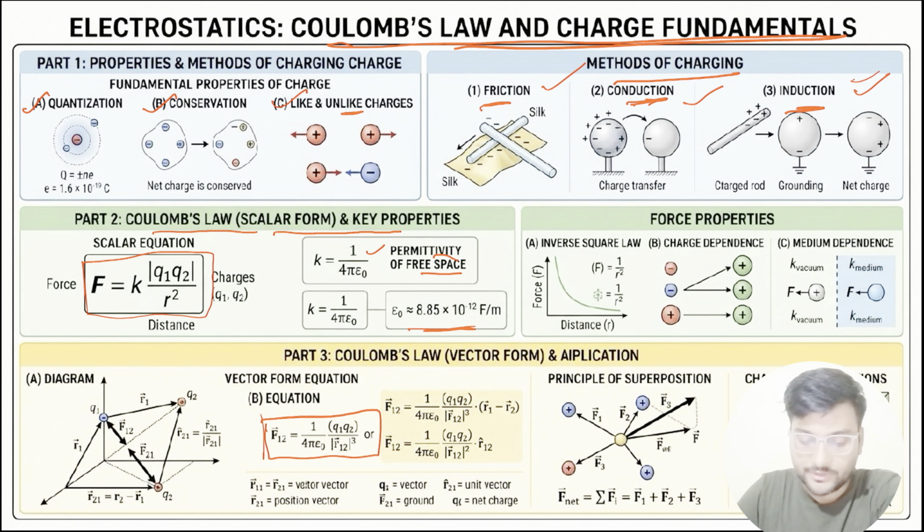Okay, this is F12 is equal to k q1 q2 by r12 square, where r12 cap, right? r12 means the r12 vector is there. This is the formula. Okay, now we are discussing the question.